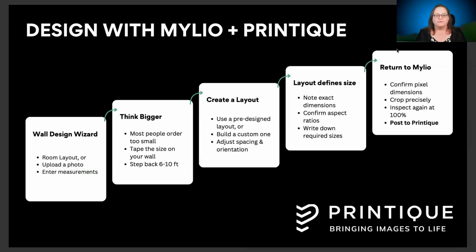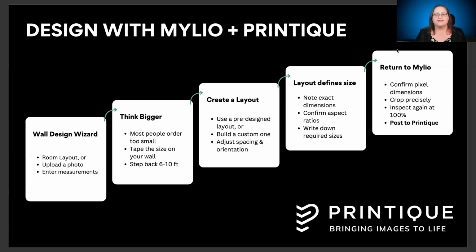One thing that I want to encourage people here is to think bigger than they were expecting. Most people order pieces that are too small. And if you're not sure, like if you look at the wall design wizard and you're like, I don't know, I think that's still going to look too big, tape it out on your wall. Go buy yourself some cheap masking tape and tape it out so you can see what it looks like in that space. And then step back 6 to 10 feet. And you're going to be surprised. You're going to probably think, you know what, maybe I do need to go bigger than I expected. So think about that as you're doing it.